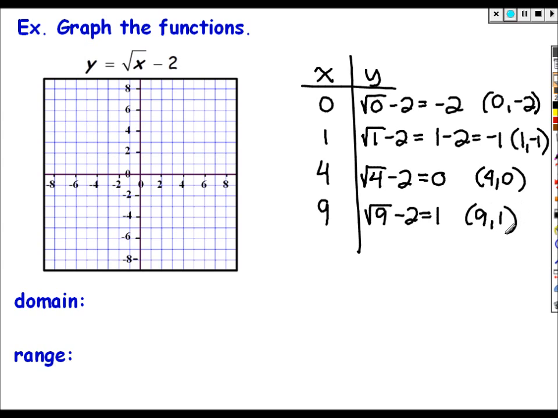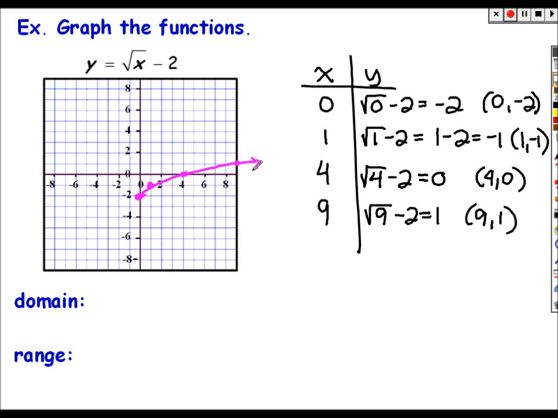And now if I plot these points, I should have the graph of my function. 0, negative 2, 1, negative 1, 4, 0, and 9, 1. And all I need to do is connect this. There's the graph of my function.